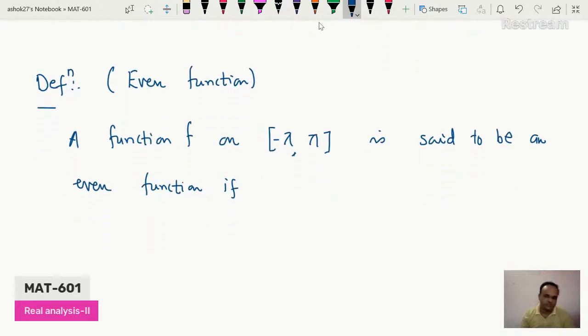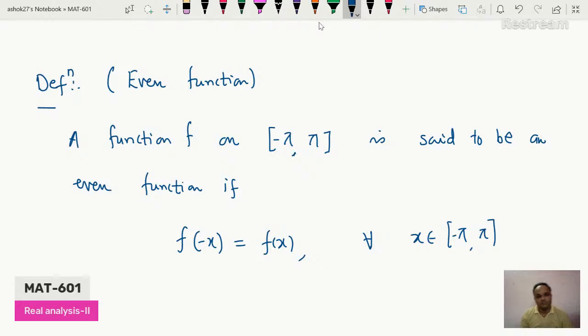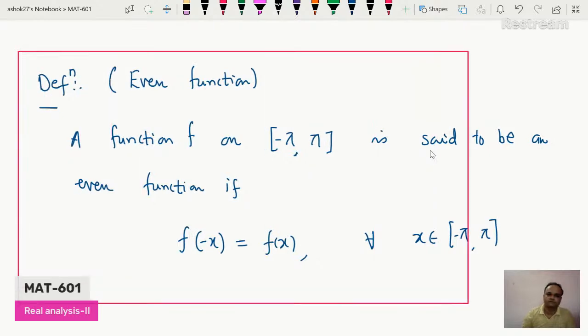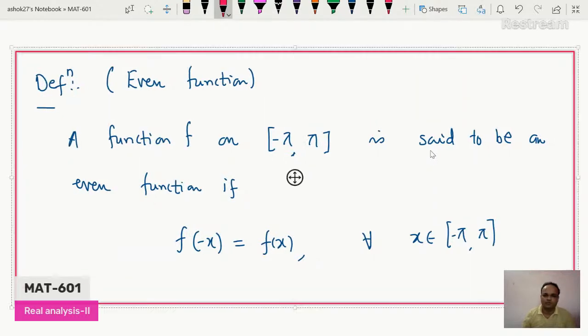So what is the condition? f of minus x should be equal to f of x. It is true for all x belonging to the closed interval minus pi to pi. Meaning if x varies from minus pi to pi, the value of f of minus x should always be equal to f of x. In that case, we say that f is an even function. So this is the definition of an even function.